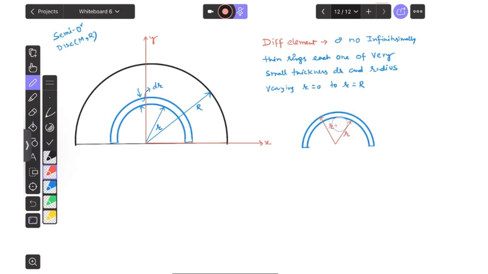What we have to do first is find the mass of this differential element. The dm, the mass of this differential element, will be sigma into dA, where sigma is the surface mass density. What kind of mass distribution do we have? Over an area, distributed uniformly. So the surface mass density is mass by total area. And the total area is the area of the semicircular disc, which will be pi r square by 2. So it is going to be 2m by pi r square.